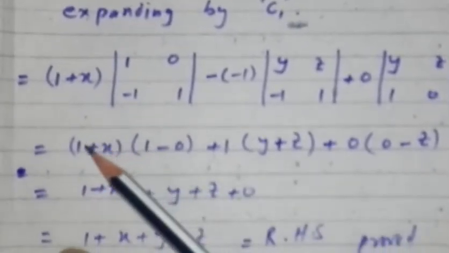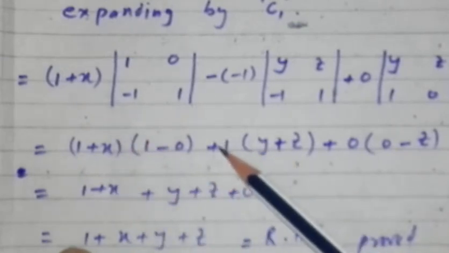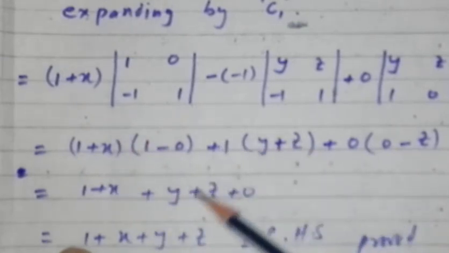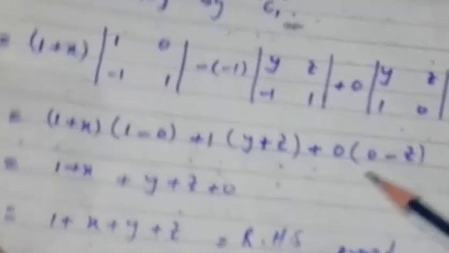Here 1 into 1 we get 1, 1 into x, and here 1 into y we get y, and 1 into z we get z, and here 0. So 1 plus x plus y plus z, which is the right hand side, the answer. Now part 9. Prove that this is equal to this.